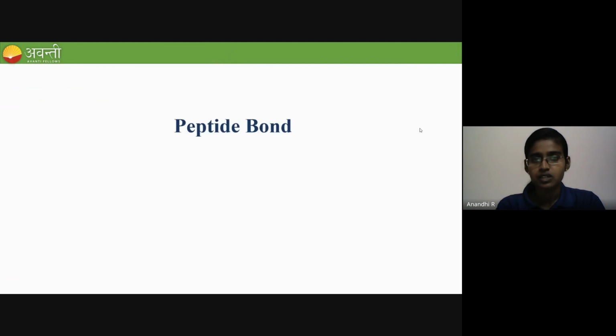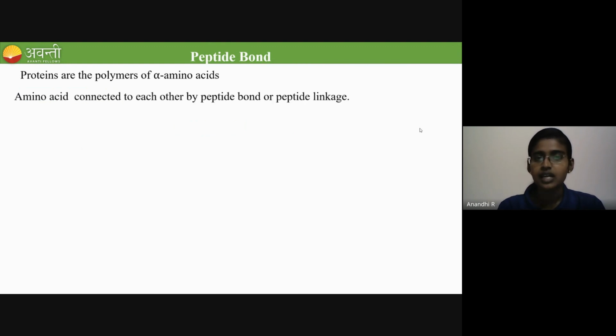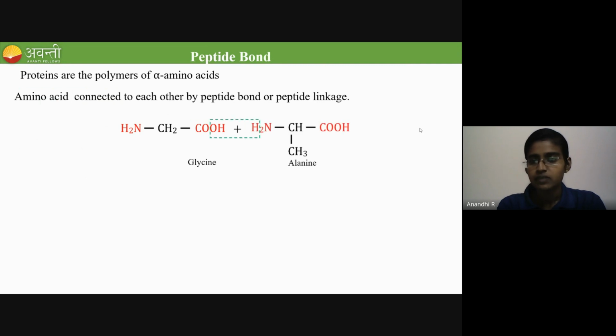So, moving on to the peptide bond. All proteins are polymers of alpha amino acids. They are connected to each other by a peptide linkage, which we call the peptide bond. And how do we get that peptide bond? Let's take one amino acid, glycine, and treat it with alanine, the other amino acid.